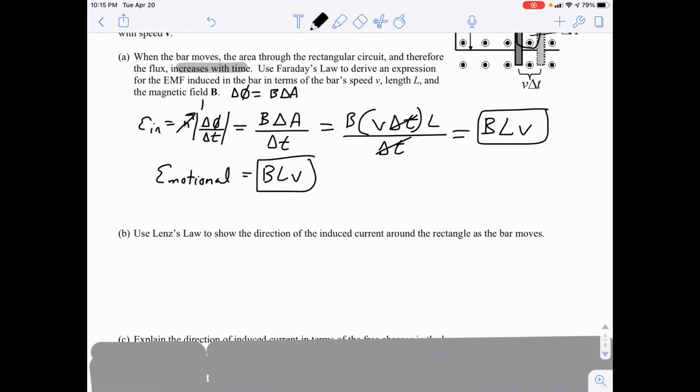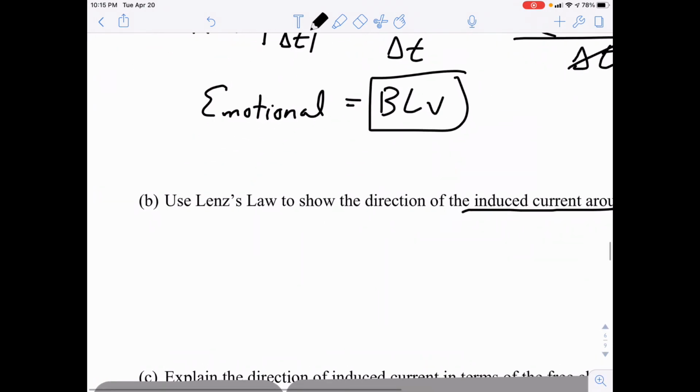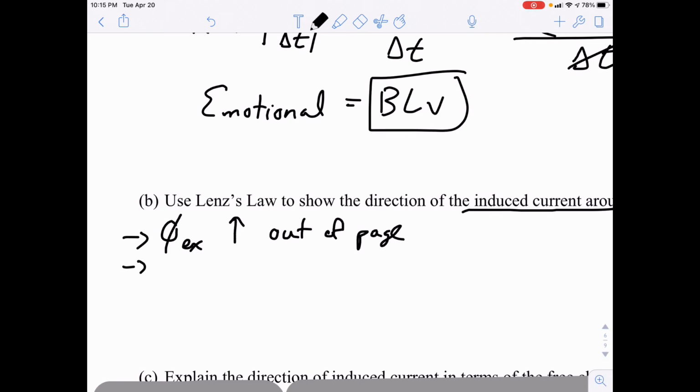Use Lenz's law to show the direction of the induced current around the rectangle as the bar moves. Okay, let's talk about our steps. First, we want to know if the flux is increasing or decreasing and which way. So the external flux is increasing out of the page. We start there. This means that the induced flux must now be pointing into the page. Anytime you're increasing, your induced flux points the opposite way.